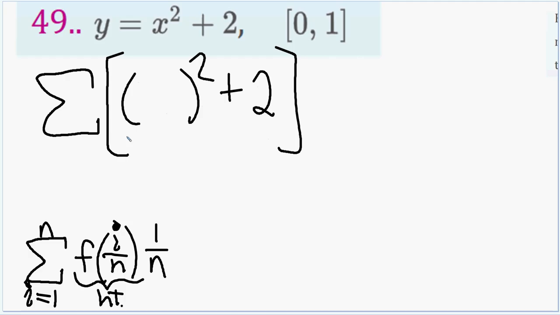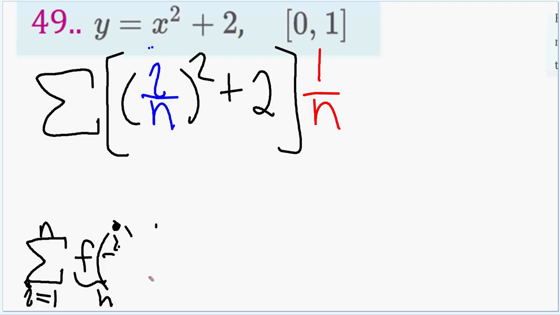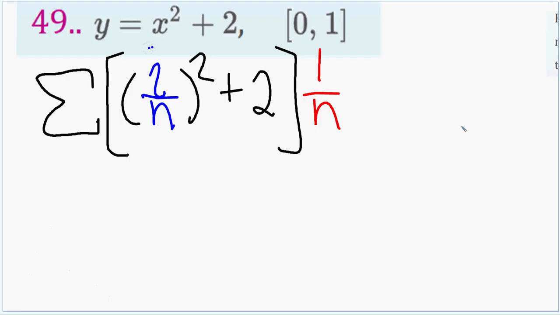That's our function. Again, this will determine the height of the rectangles. And our base will be 1 over n. Now what we put into our function here is our right endpoint formula, i over n. So the 1 over n I wrote in red, let's drag that out in front of the summation symbol.